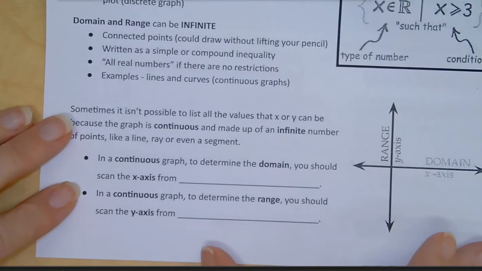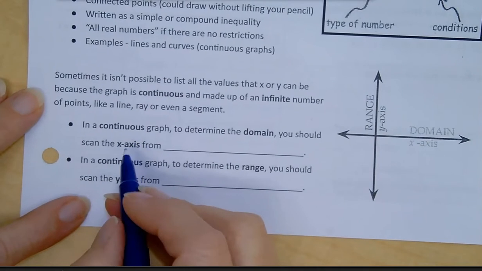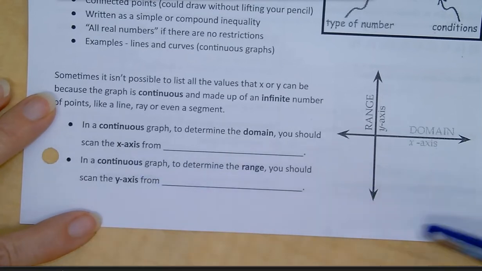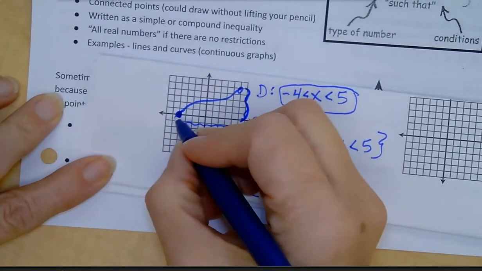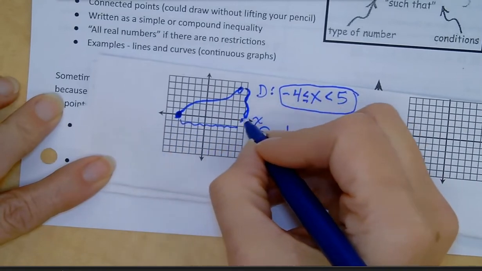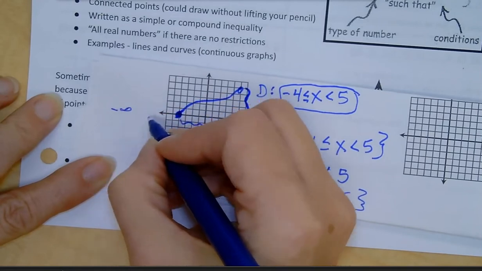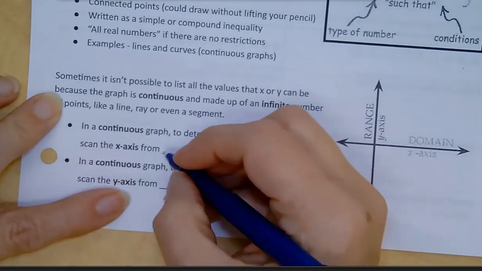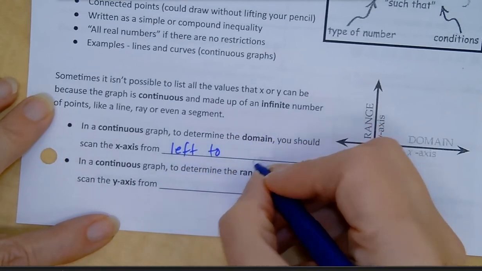All right. So in a continuous graph, remember that's one where I can draw on the graph without lifting my pencil, I'm going to try to imagine my smallest to biggest. So if I'm thinking about domain, I'm going to go from left to right. I'm going to go from the smallest possible x all the way to the biggest possible x. So we're going to scan the x-axis from left to right to find all of the possible x's.